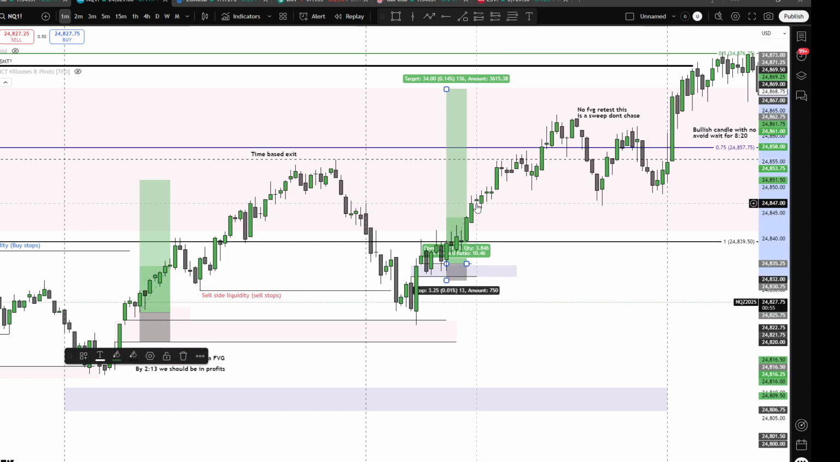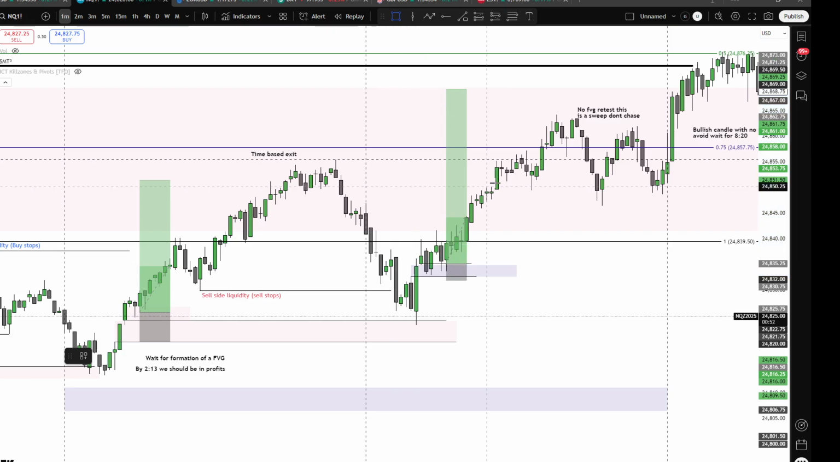Look at this gap. Look at this gap. So, time-based setups. Those are specific rules for London.